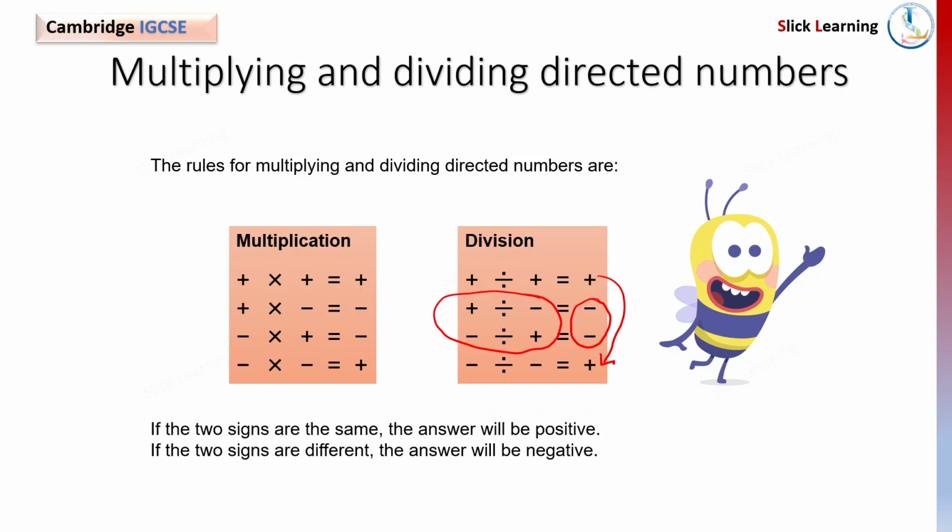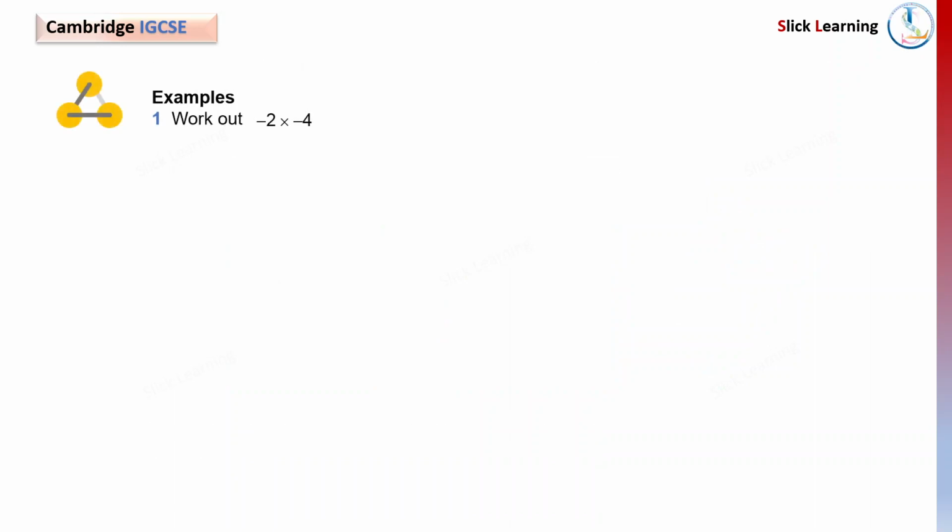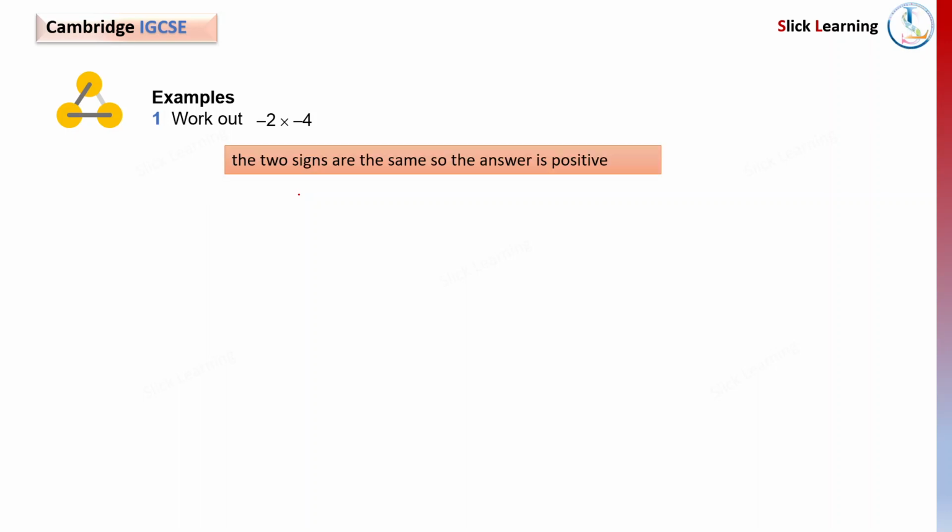So let's see. We are going to multiply two negative numbers, minus 2 with minus 4. So both have the same sign. If the same sign is there, whether it's multiplication or division, your result is going to be positive. So 2 times 4 comes to 8, and it means positive 8. So you can write here positive 8. Let's take a few more examples.